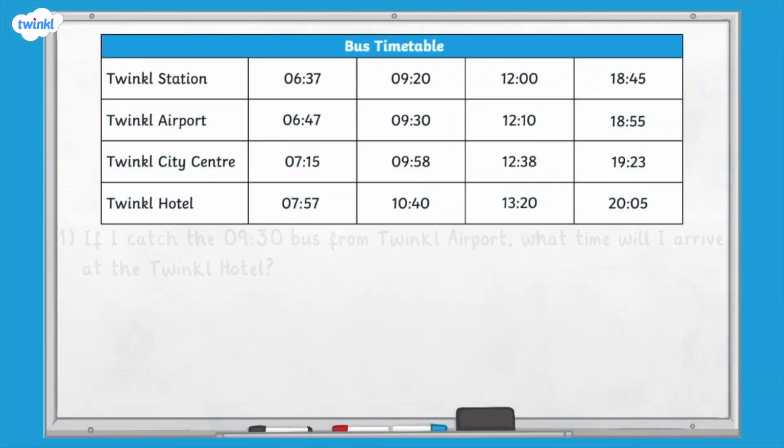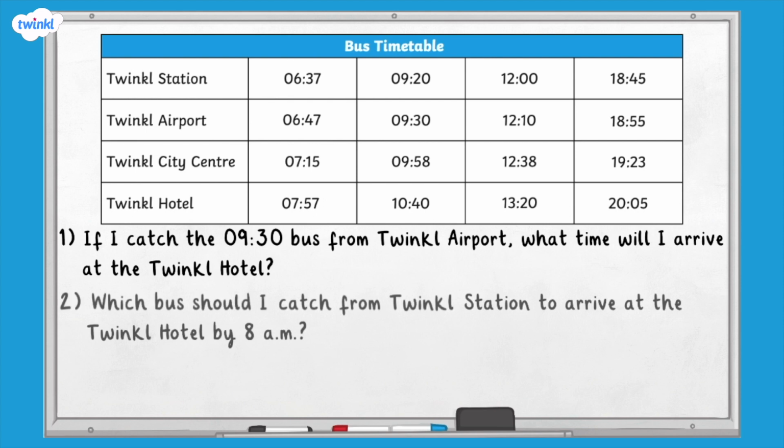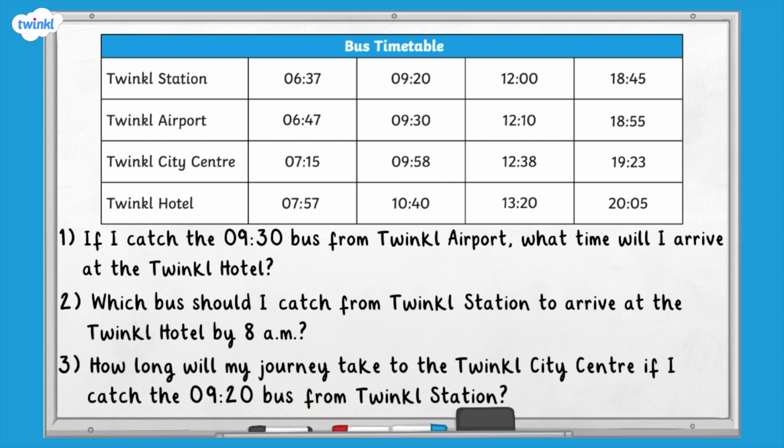Now it's your turn. Can you have a go at answering these questions using the timetable? Question 1. If I catch the 9:30 bus from Twinkl Airport, what time will I arrive at the Twinkl Hotel? Question 2. Which bus should I catch from Twinkl Station to arrive at Twinkl Hotel by 8 a.m? Question 3. How long will my journey take to the Twinkl City Centre if I catch the 9:20 bus from Twinkl Station? Pause the video here and use the timetable to answer these questions. Press play when you're ready to continue.